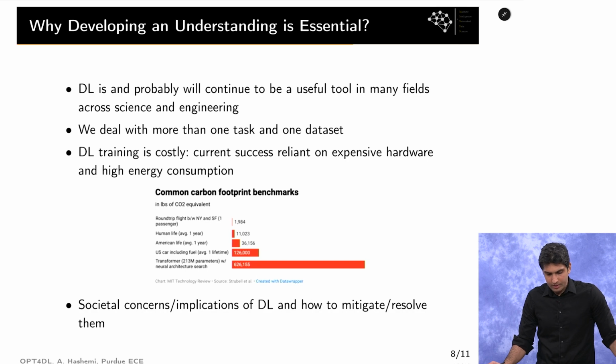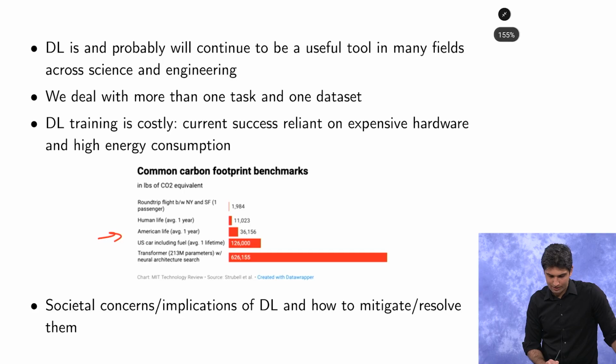But beyond this, deep learning training is actually very, very costly. The current success is reliant on expensive hardware and high energy consumption. So here's a figure trying to show the carbon footprint of training a certain deep learning model. For instance, here we have a specific architecture, the transformer, and as you can see, its carbon footprint is significantly large, in fact significantly larger than the carbon footprint associated with the life of a human being.